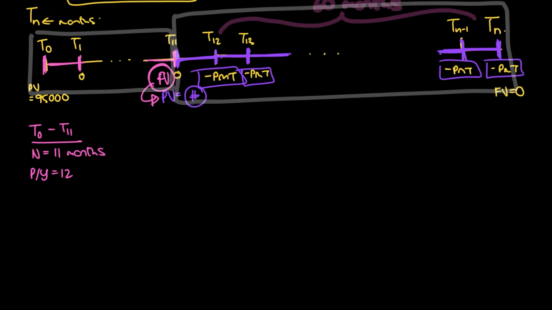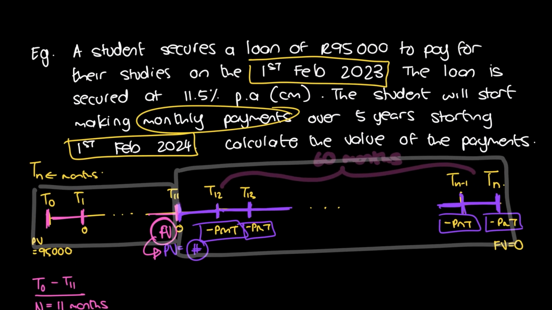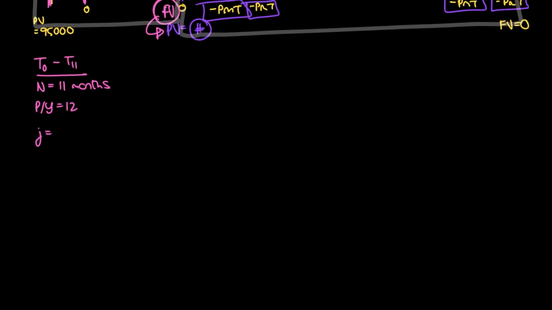Now, next up, we have our interest rate. So that's J. So let's just quickly have a look. It is secured at 11.5% per annum compounded monthly. So we're going to say, okay, that's 11.5% per annum compounded monthly. And that's going to give us our IY is equal to 11.5 and our CY is equal to 12. So we still have our N and our PY corresponding. The N we can read directly off our timeline because we set our time periods in our timeline to correspond with the payment periods.